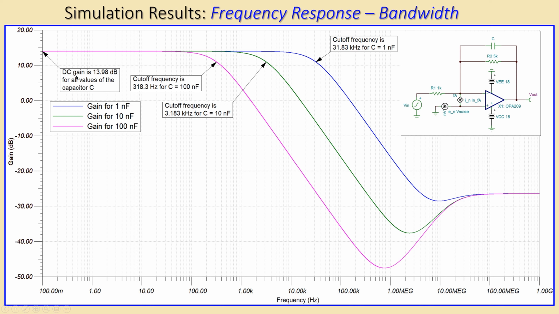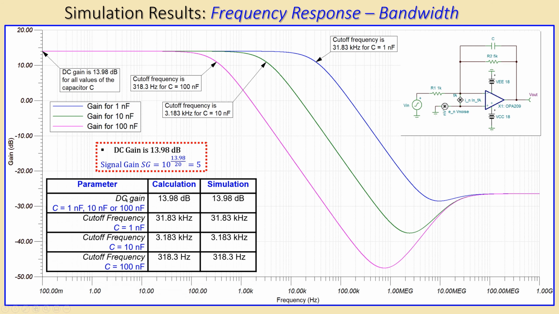You can see for each case the DC gain is approximately 14 dB. If you do the math here, going from dB to scalar, it is 5, and we had also 5 in absolute sense. It's 5 over 1, so that's our inverting amplifier gain. So that's correct. We also have the cutoff frequencies for each capacitor value, and that was also calculated. The first one is the DC gain, that was correct. The second one is the cutoff frequency for capacitor 1 nanofarad, then 10 nanofarads, and also 100 nanofarads. You can see the calculations and the simulations match exactly in these simulation results, so that's all fine.